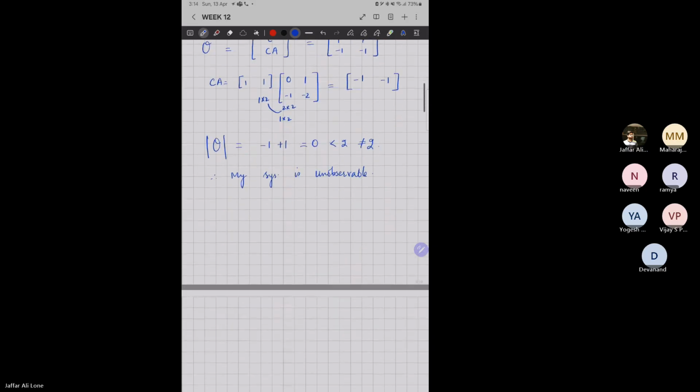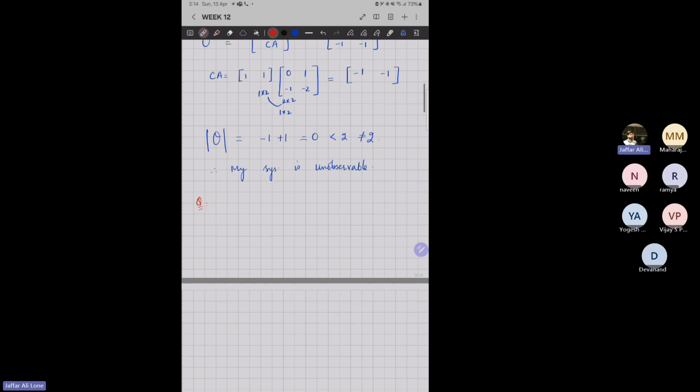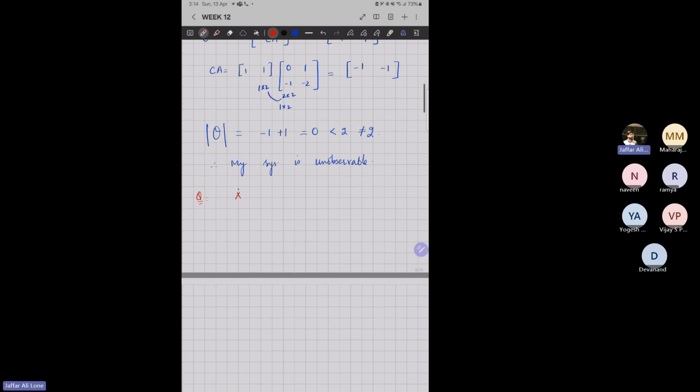So let's solve now this question. Everybody please try. We have x dot equal to 0, 1, -20, -9, x, plus 0, 1, u, y is equal to 1, 0, x. Check controllability and observability.